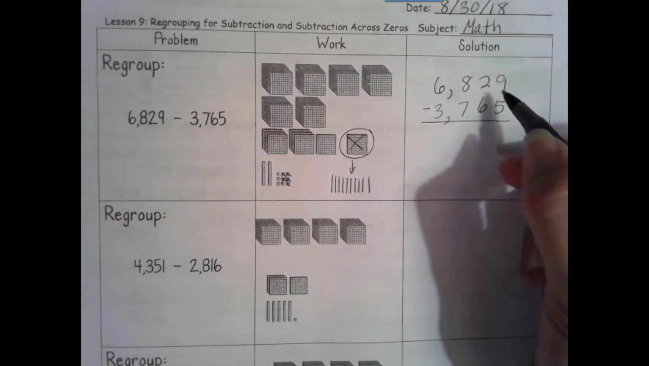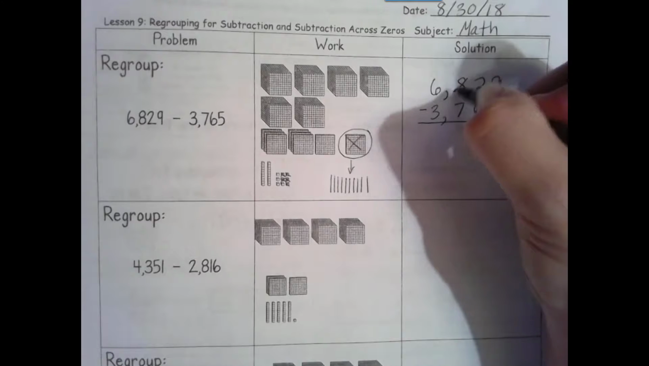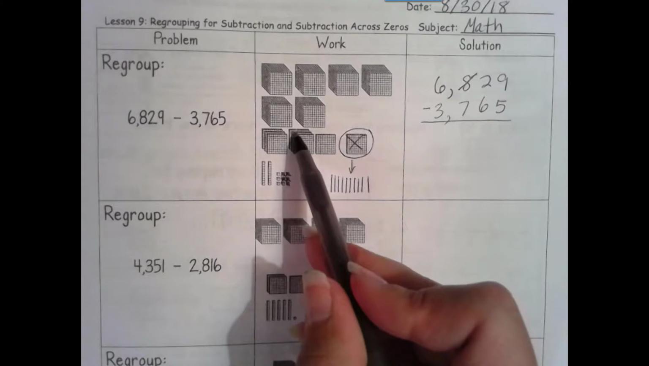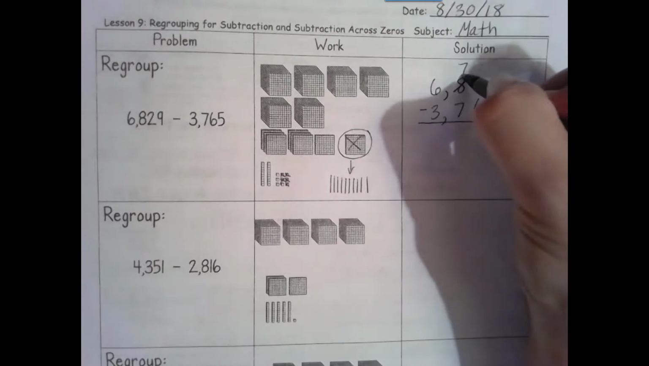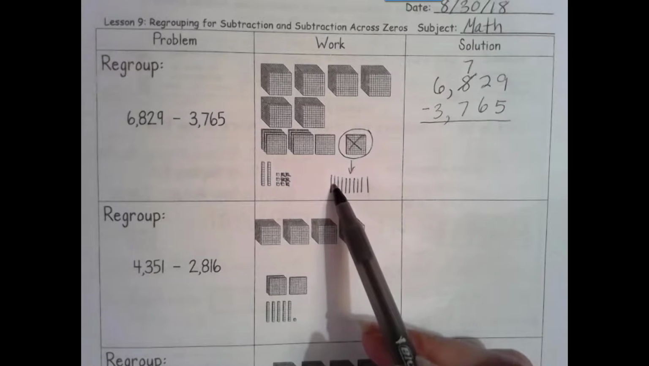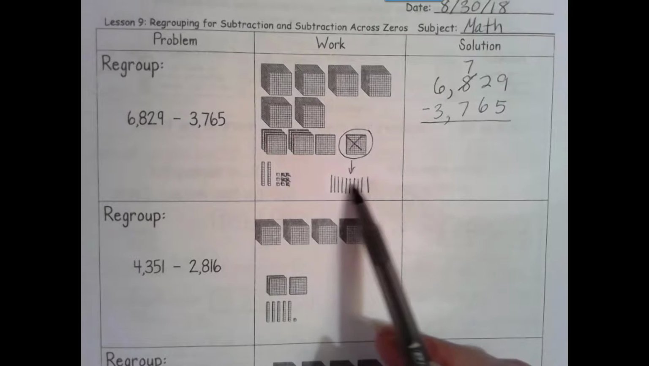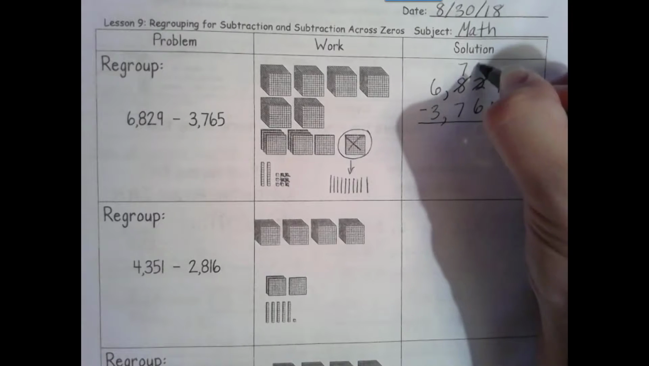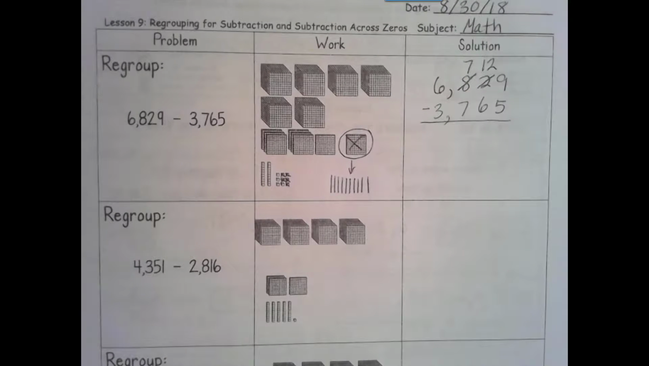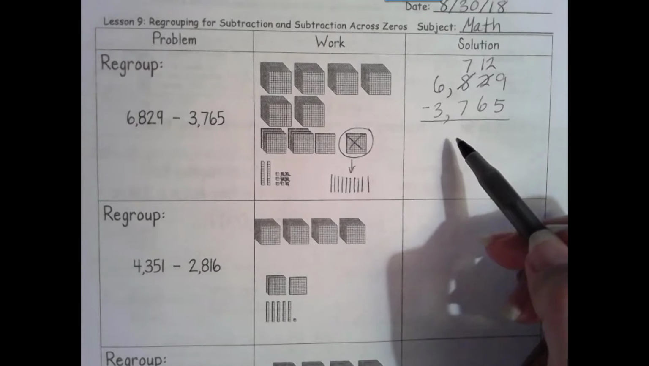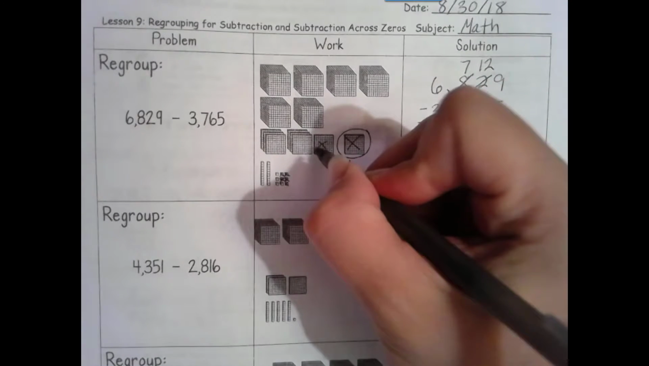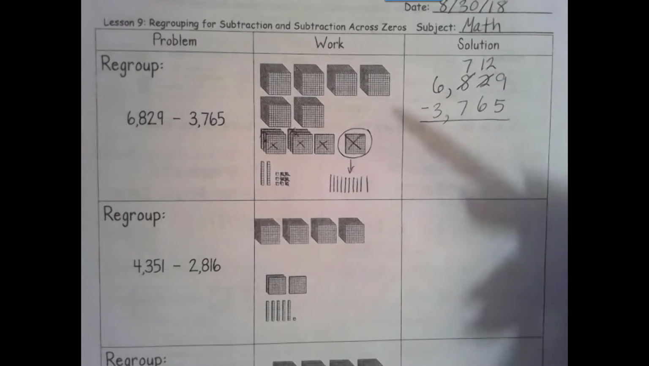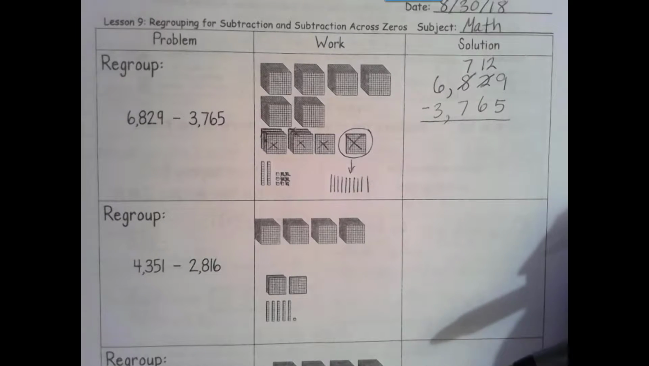So I can go over here and I can take 100. Now I have 1, 2, 3, 4, 5, 6, 7 hundreds. Take that 100 and I broke it up into 10. So I have 10 tens, 11, 12 tens. Can I take away 7 from 7? Let's see, 1, 2, 3, 4, 5, 6, 7. Yes, numbers the same, zeros the game.